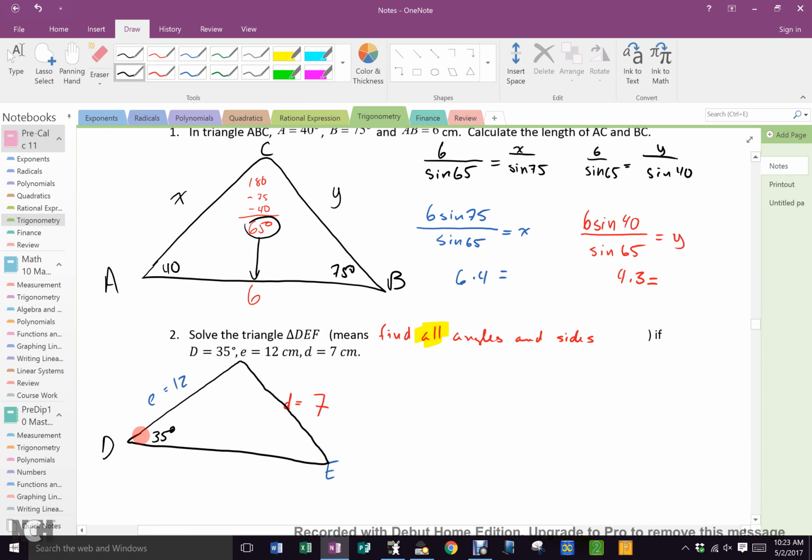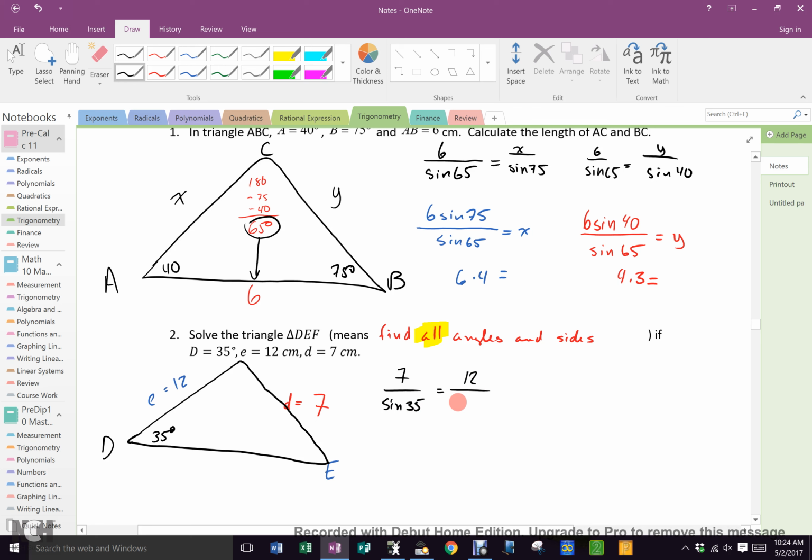So now what do I know? Do I have a pair of opposites? Do I have an angle on its side? Which pair do I have? I have 7 over sine 35. And what must that equal? What's the only other thing I know? I know e is 12. Am I putting my sides as numerators or denominators? Numerators. So this must be 12.